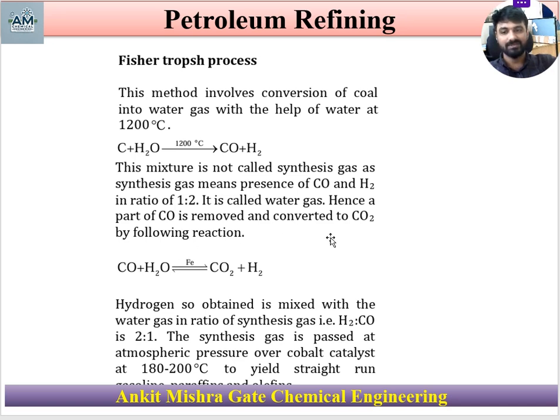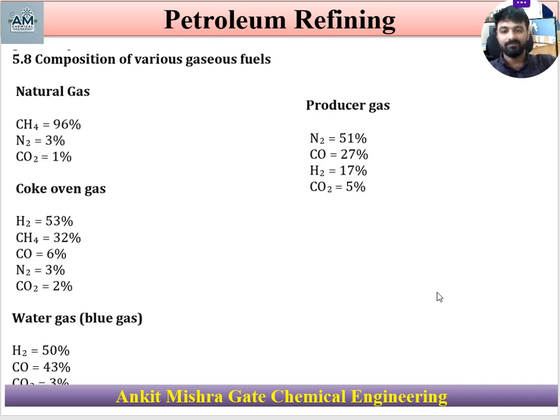Now a part of the CO is removed and converted into CO2. So you can see that a part of this CO that is formed in the Fischer-Tropsch process is removed, and it will again react with H2O in the presence of an iron catalyst, and it will form CO2 and H2. So in the Bergius process the catalyst used is steam. In the Fischer-Tropsch process the catalyst used is iron, and you can see that here you are producing water gas, right, not synthesis gas.